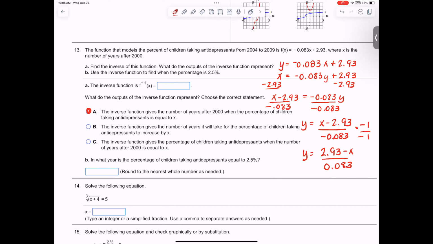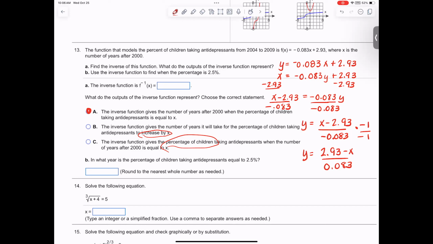It's not going to give me the increase. No, that's not right. It's not going to give me a percentage, because I'm taking the inverse. If the original function gave me the percentage, the inverse is not going to give me the percentage. The inverse is going to give me the number of years.